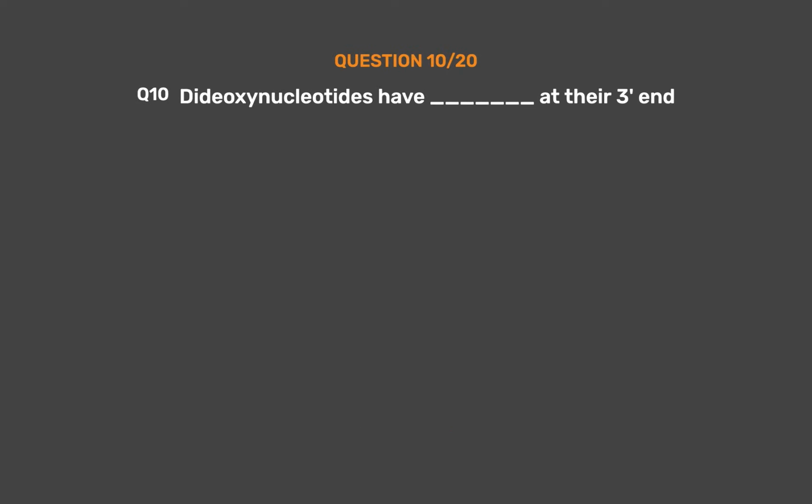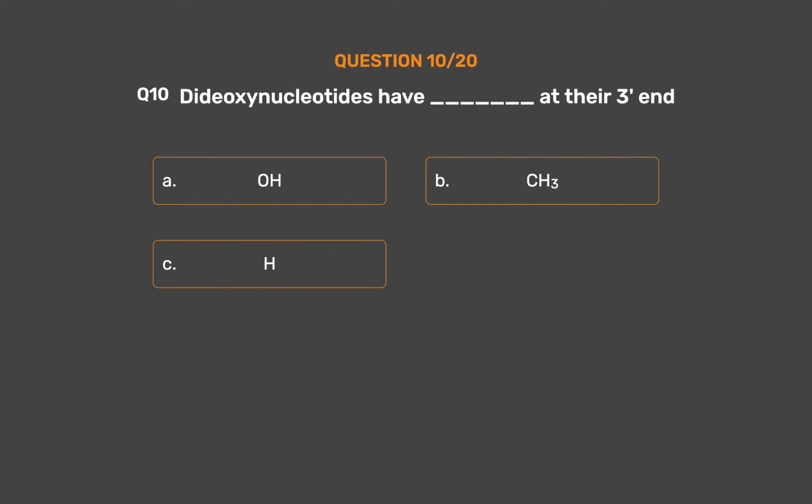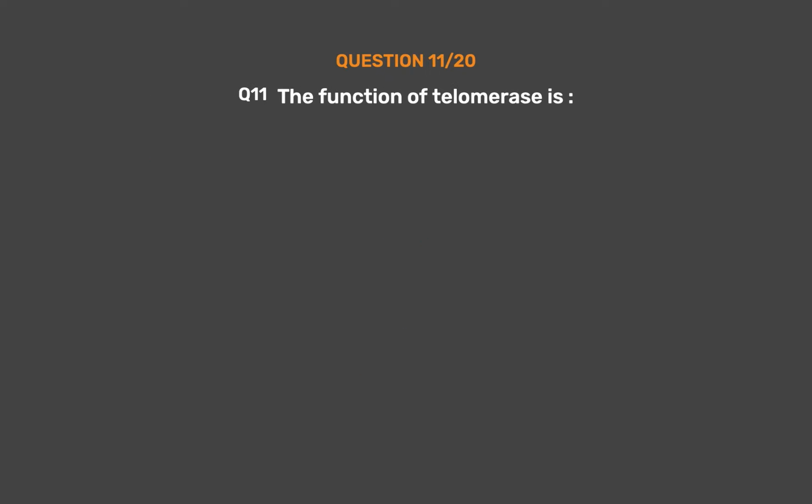Question number 10. Deoxynucleotides have underscore at their 3 end. Option A. O. Option B. CH3. Option C. H. Option D. NH3. The correct answer is option A. O.